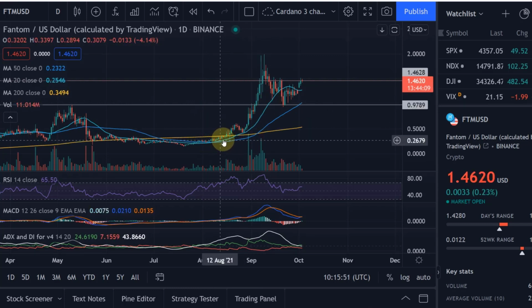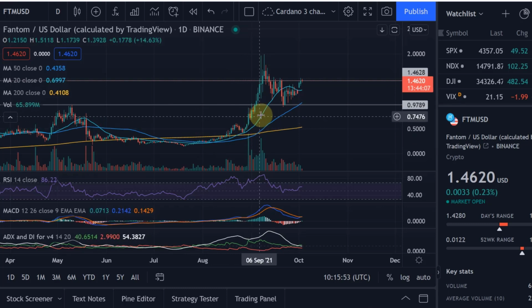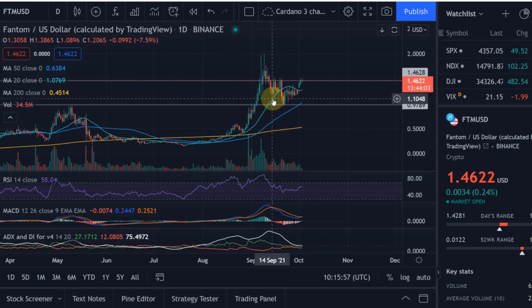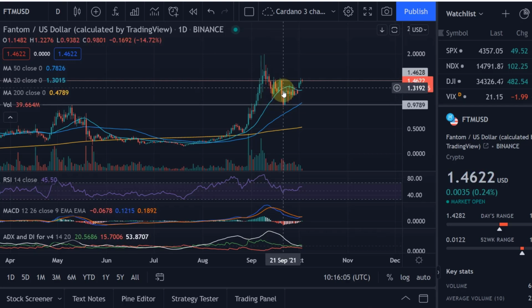You can see that here we had a lot of support. It really acted as a support line. When we had that flash crash, it came all the way down to that 20-day moving average. Very interesting observation, and very important to bear in mind going forward. And then we broke it to the downside. We hit the $1 mark, which is a psychological support level as well. Then it was resistance, and now it might act as support again.